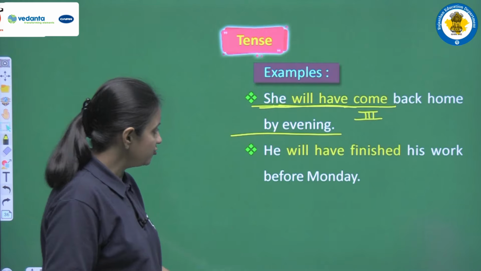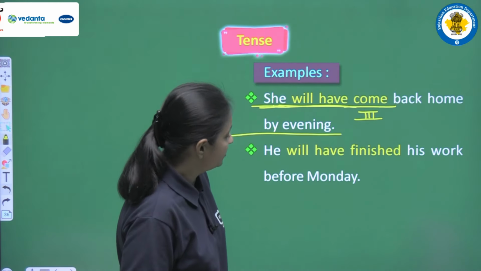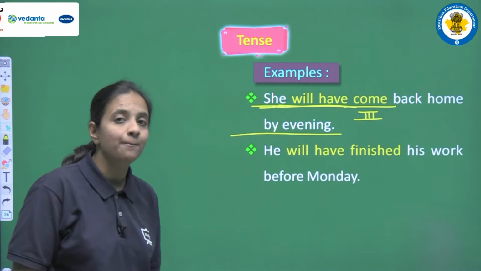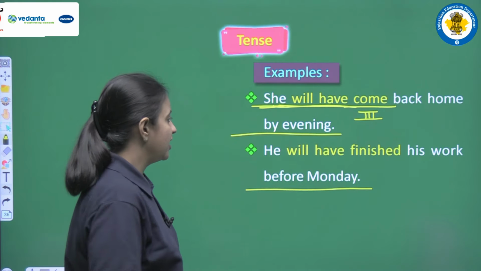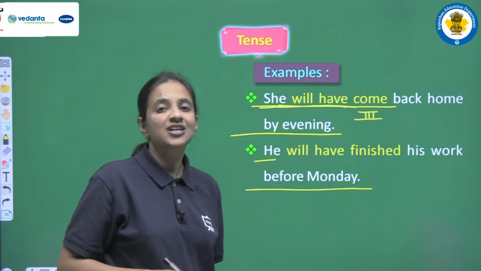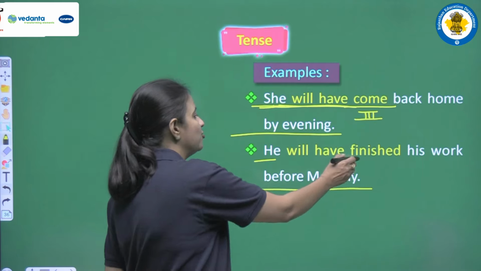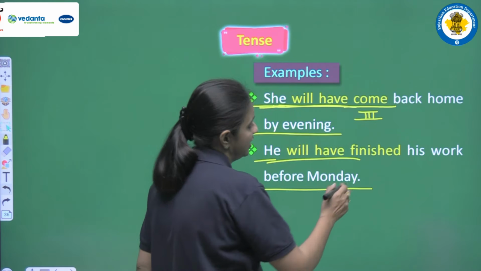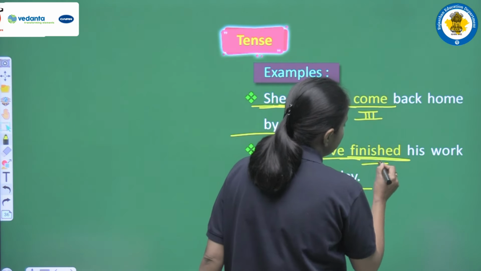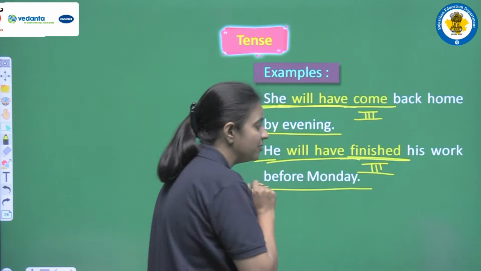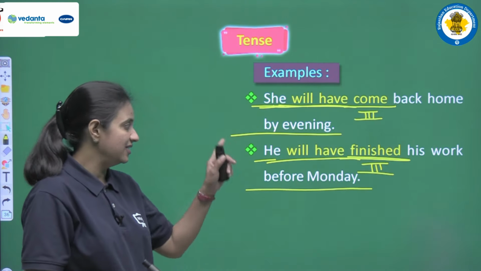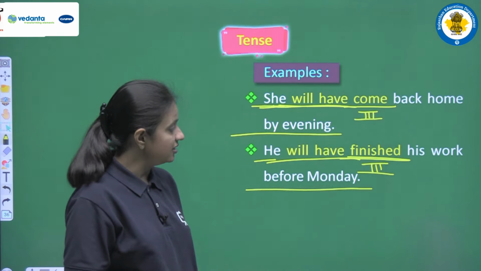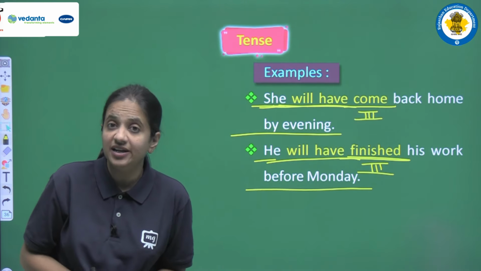Okay. Next one is, he will have finished his work before Monday. So again we are having one future time, and as a subject we are having he. For he we all know we have to use will have, and as a main verb, we again are having the third form of the main verb, that is finished, and the sentence that we are having here is he will have finished his work before Monday.